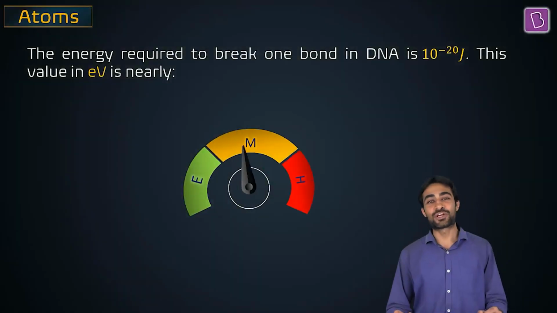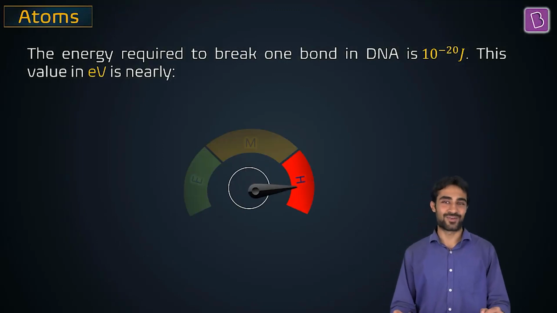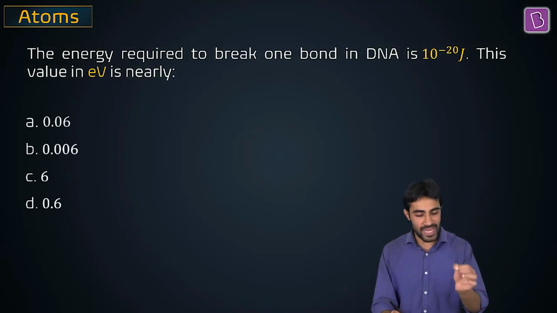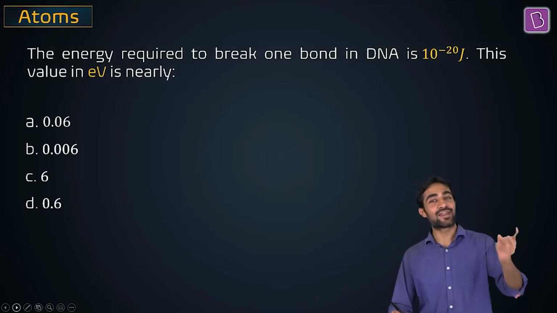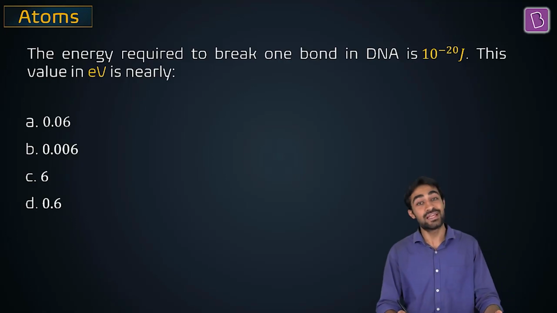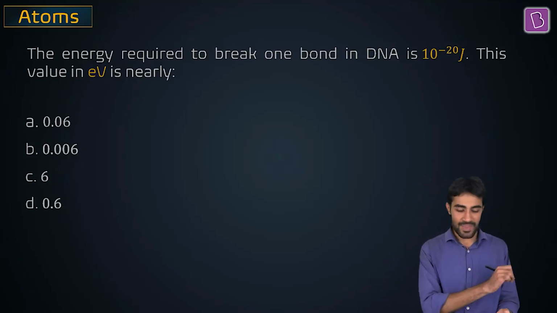Here is an awesome question on modern physics. Question says, the energy required to break one bond in DNA is 10 raised to power minus 20 joules. This value in electron volt is nearly. So, what do we have?